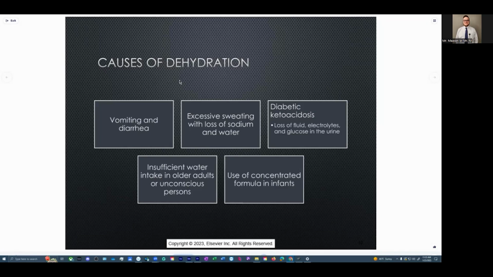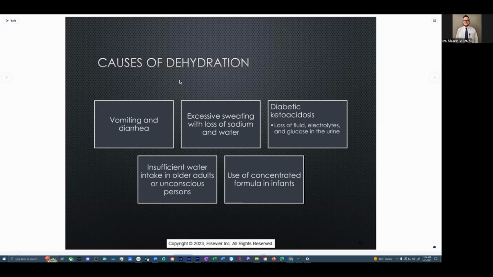And then for the older population especially, insufficient water intake, or people that are on ventilators or completely unconscious, could have very inadequate water intake. And then use of concentrated formula in infants. It depends on the nutrition needs of the infant, but you always have to work with the doctor, making sure it's the right calorie intake and you're mixing it correctly.